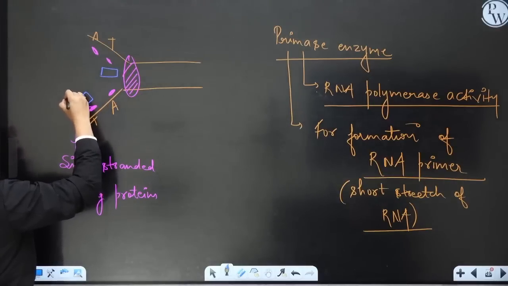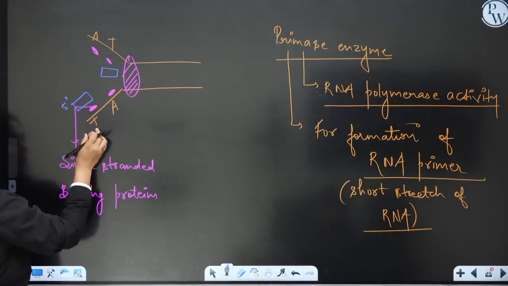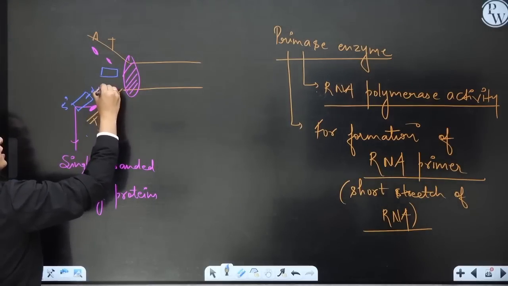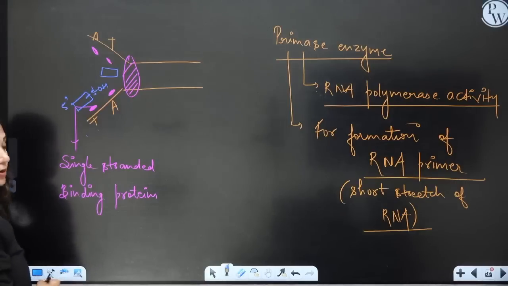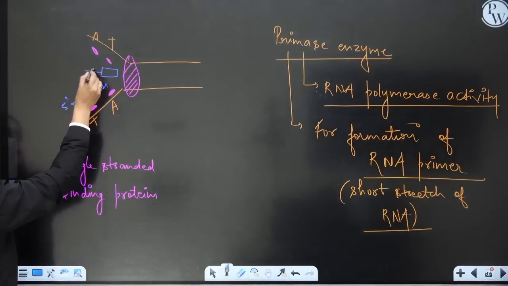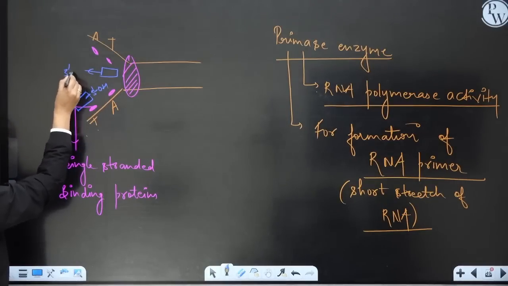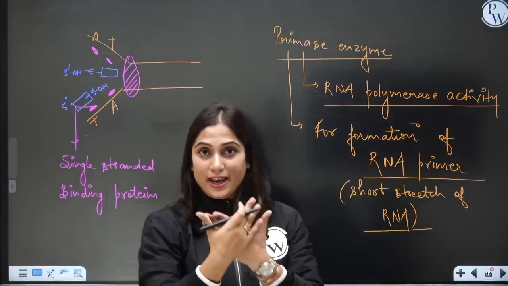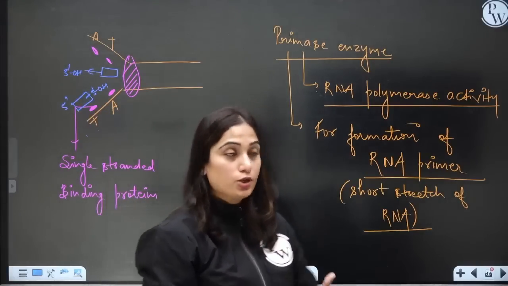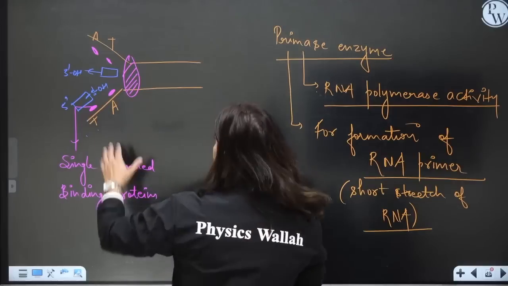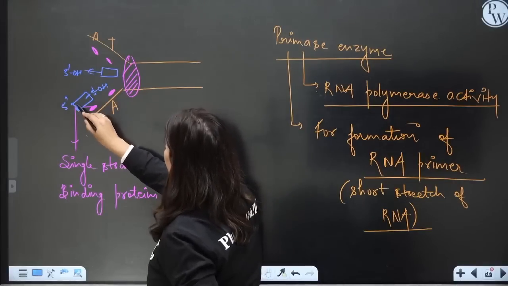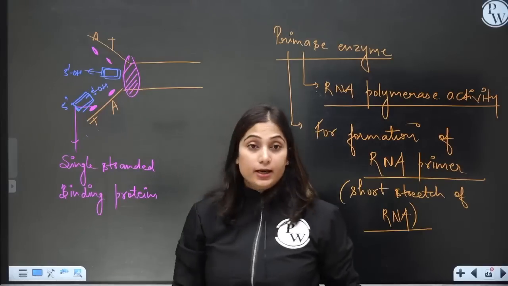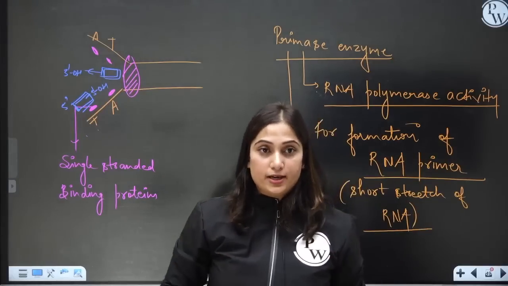RNA primer gets associated with the DNA strand with its 5' end, and the 3' OH remains free. The 3' OH end of the RNA primer remains free, so that new nucleotides of DNA can come and bind to it. Okay, so the RNA primers are formed and they are added to the opened up DNA strands.